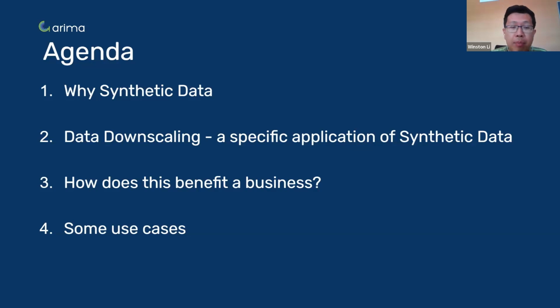Second, we'll look at a specific application, a specific technology called data downscaling. This is one of the many ways of generating synthetic data. We'll look at what that is, why do we need that, and how the algorithms work. And finally, we'll look at some use cases and how does this benefit a business and why might a business want to use this.